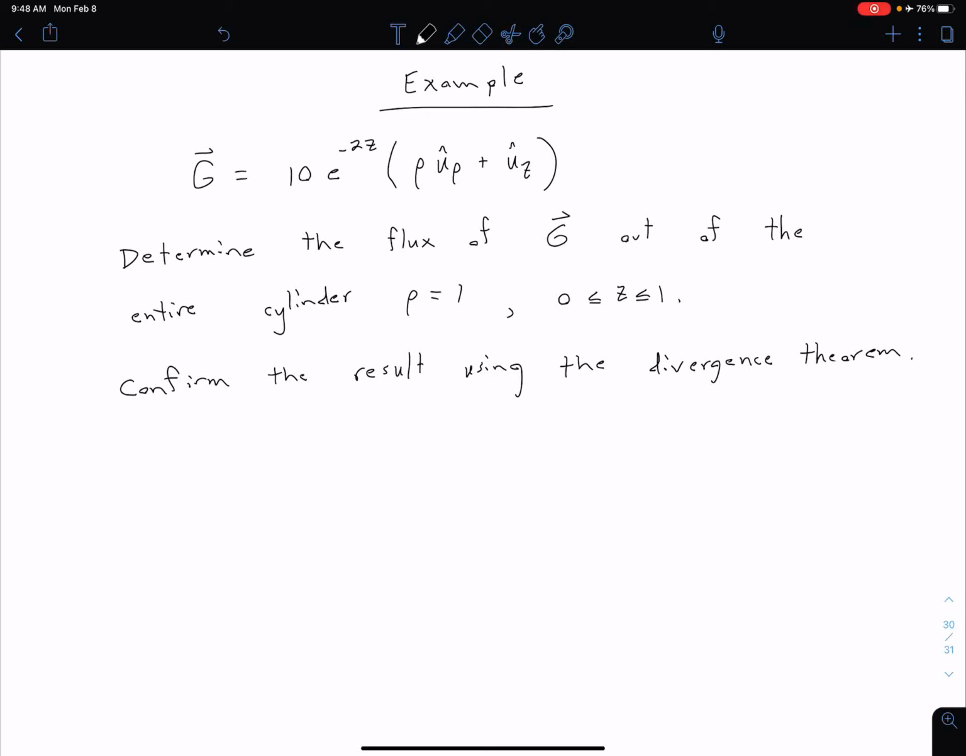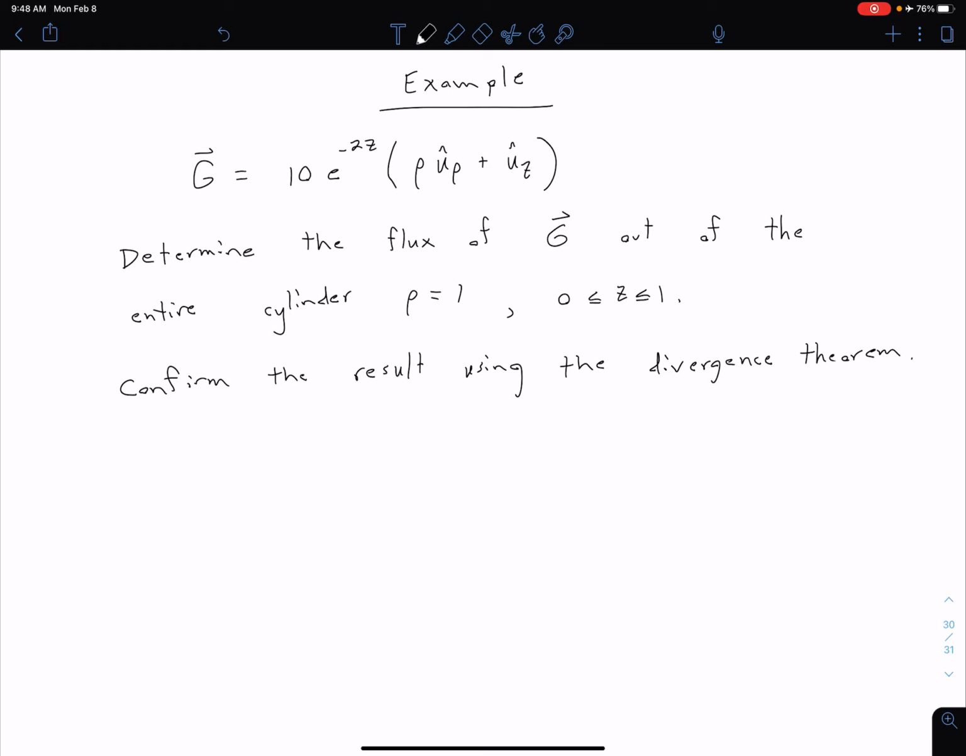Let's take a look at an example. We're given some vector field G, which is defined as 10 e to the minus 2z times rho in our rho direction and times our z direction. And so what we want to do is determine the flux of this vector field G out of the entire cylinder rho equals 1, z between 0 and 1. And then after we found that, we want to confirm the result using the divergence theorem.